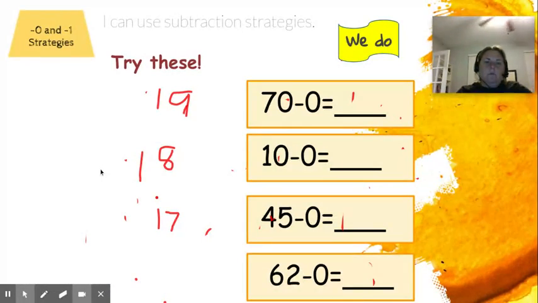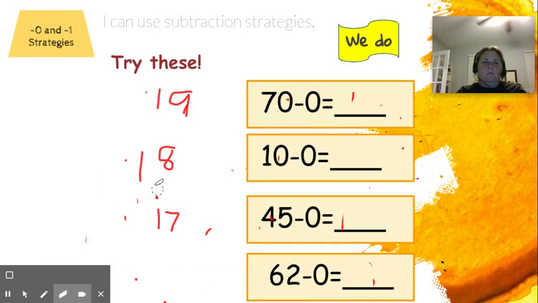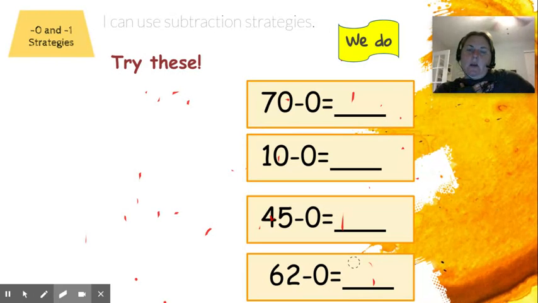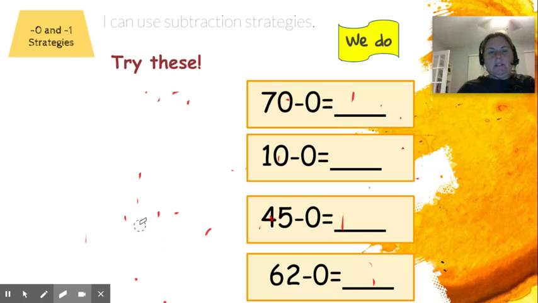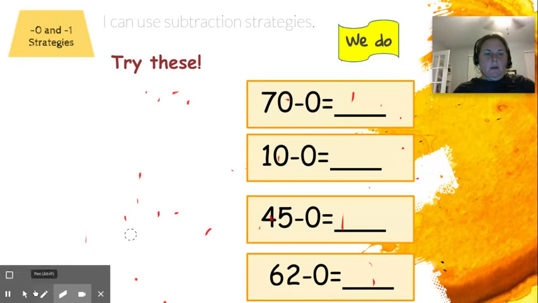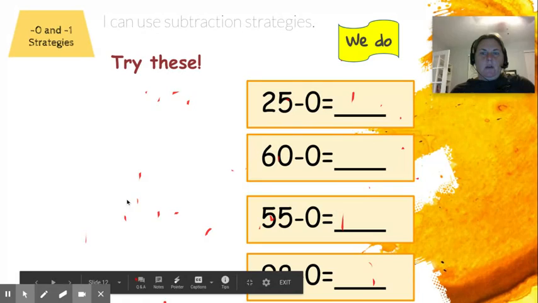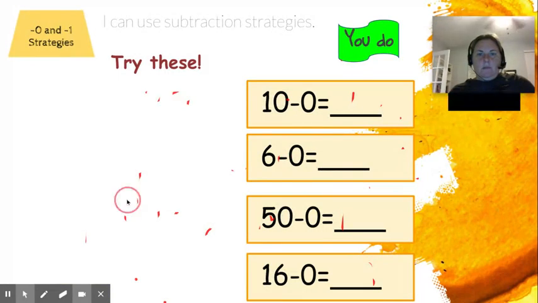All right, these are just ones we'll shout out together. 70 minus 0. 70, good. 10 minus 0. 10. 45 minus 0. 45. 62 minus 0. 62. All righty. We're going to go ahead and skip those. I think you guys are getting so good at it. All right. We practice those a lot.